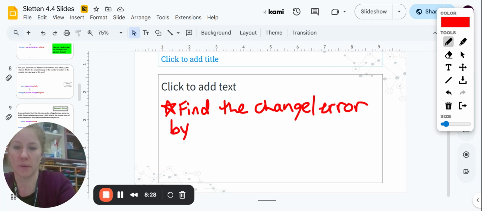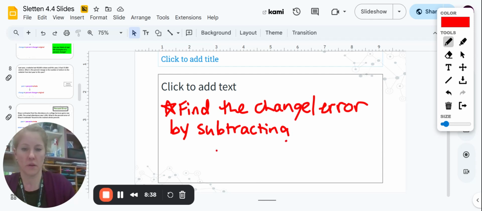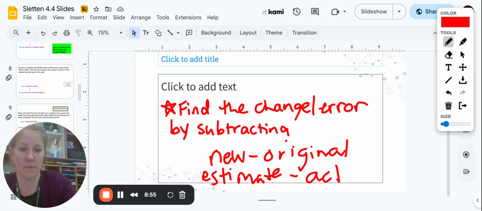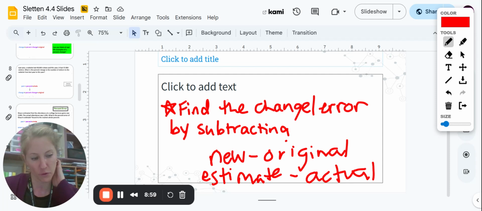So find the change or error by subtracting the new minus the original, or the estimate minus the actual amount. So the new minus original is for percent change, and then percent error is estimate minus actual.